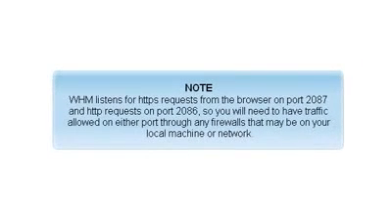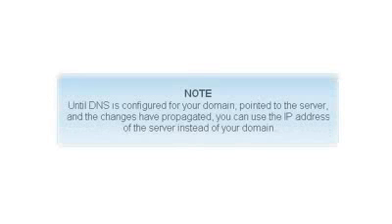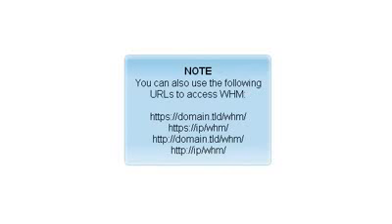WHM listens for HTTPS requests from the browser on port 2087 and HTTP requests on port 2086, so you will need to have traffic allowed on either port through any firewalls that may be on your local machine or network. Until DNS is configured for your domain, pointed to the server, and the changes have propagated, you can use the IP address of the server instead of your domain. You can also use the following URLs to access WHM.